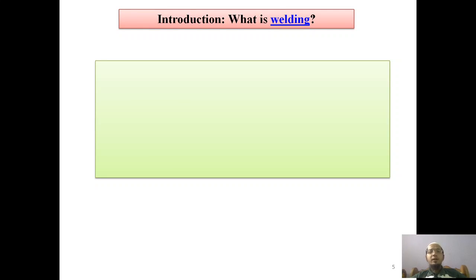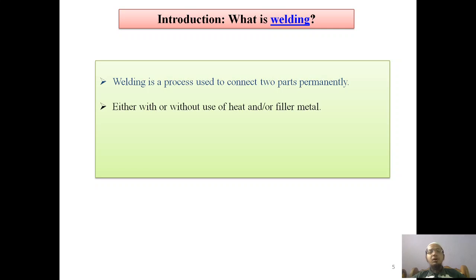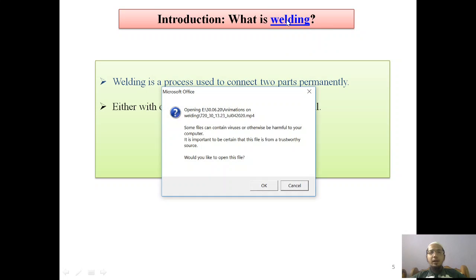So first of all, what is meant by welding, or what is welding? Welding is nothing but a process which is used to connect two parts permanently, by means of heat and pressure, or by the application of heat and pressure. Or we can say the welding may be done with or without the use of heat or any filler material. Understood? Let's see an animation so that it can give a clear idea about the welding process.